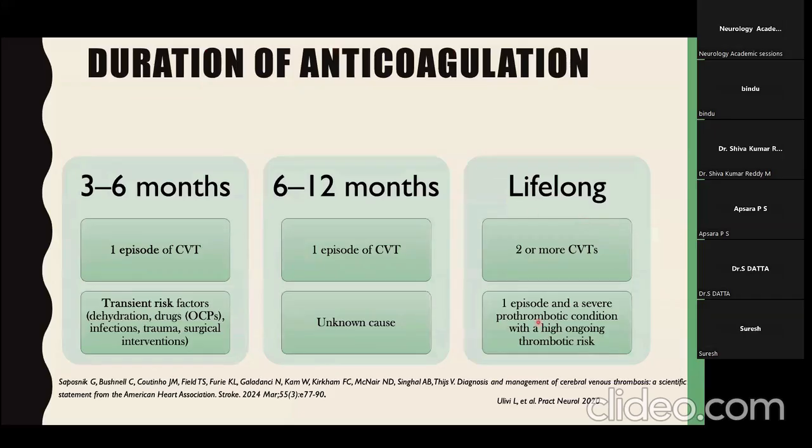If a patient has CVT and also has thrombosis in other areas, like deep vein thrombosis, then the patient is likely to be at high risk, so he needs lifelong anticoagulant therapy.